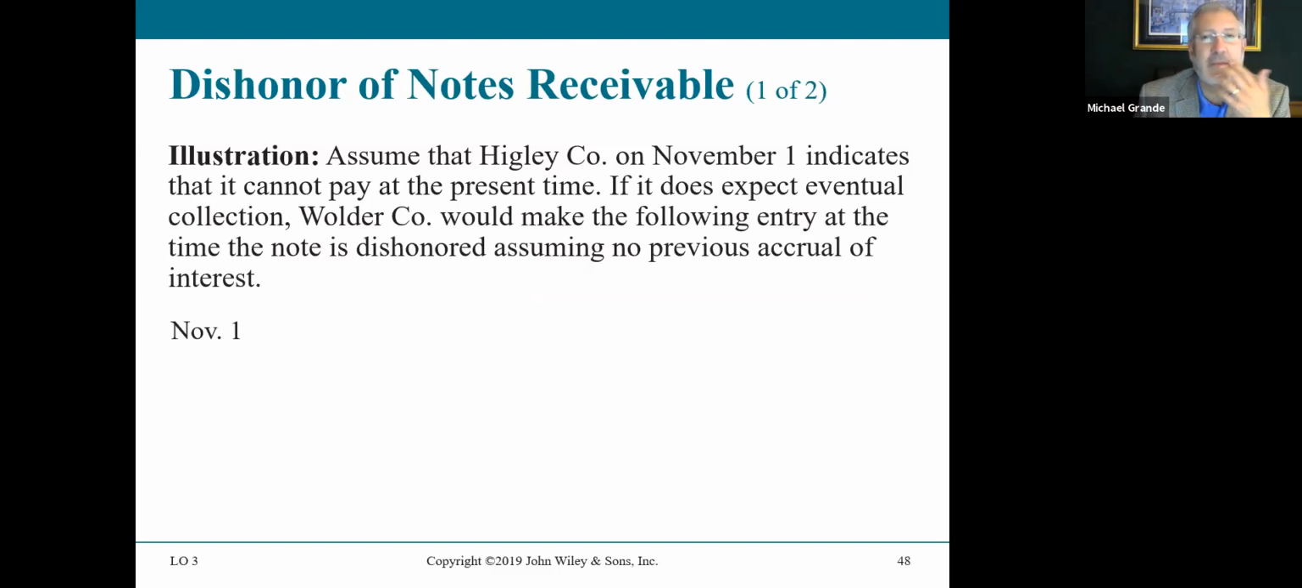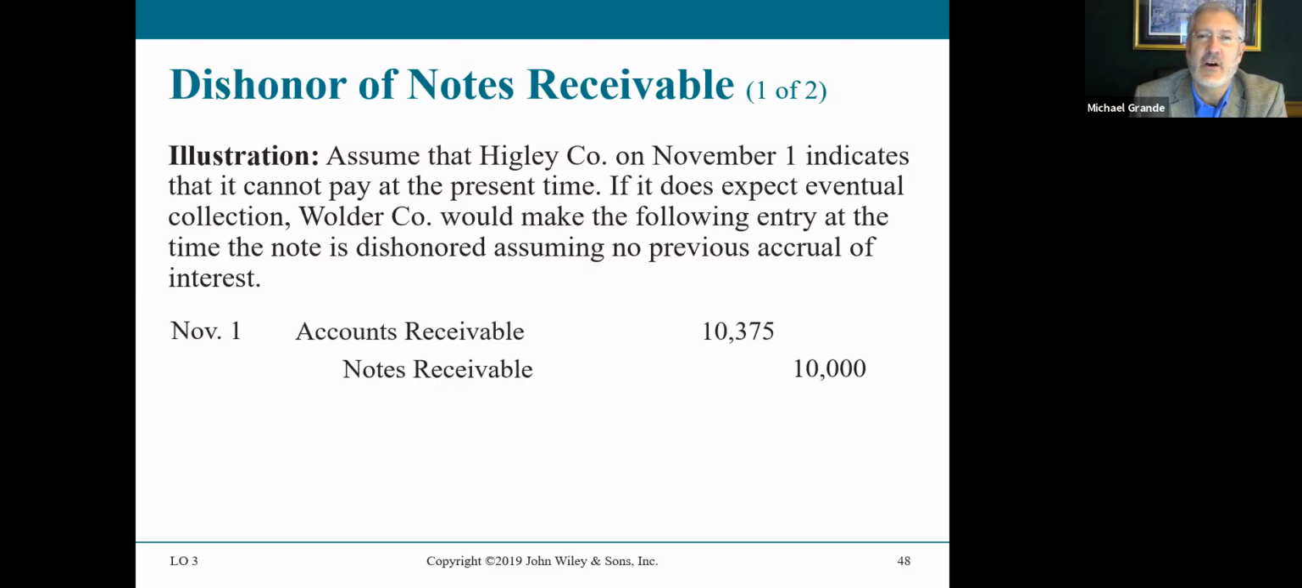Dishonored note. Assume that Hingley on November 1 indicates that it cannot pay at the present time. If it does not expect eventual collection, Wolder Company would make the following entry at the time the note is dishonored, assuming no previous accrual of interest. In other words, reinstate, the note's no longer negotiable, reinstate the accounts receivable, accrue the interest revenue that they'll possibly get.